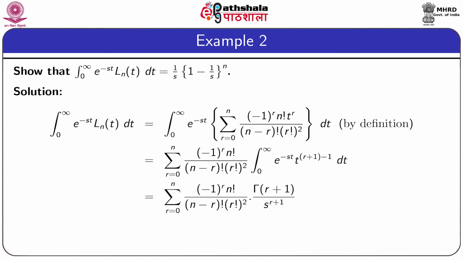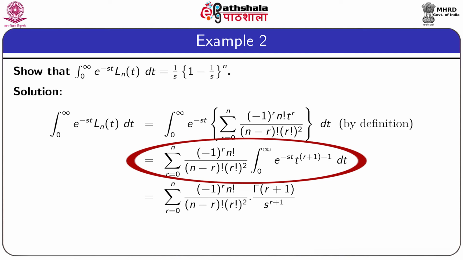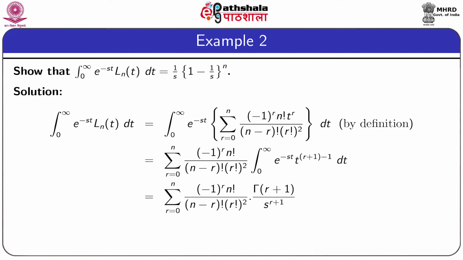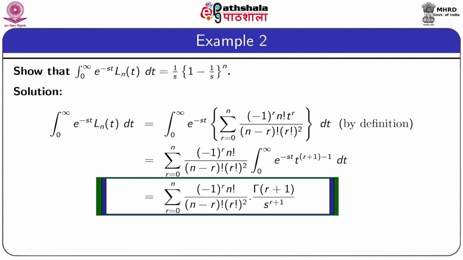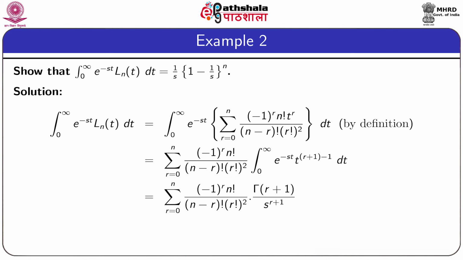from the definition. And if you simplify, we will get this is equal to summation r equal to 0 to n minus 1 whole to the power r into n factorial divided by n minus r factorial into r factorial square integration 0 to infinity e to the power minus st t to the power r plus 1 minus 1 dt. And if you integrate this, you will be getting this is equal to summation r equal to 0 to n minus 1 whole to the power r into n factorial divided by n minus r factorial into r factorial square gamma function r plus 1 divided by s to the power r plus 1.